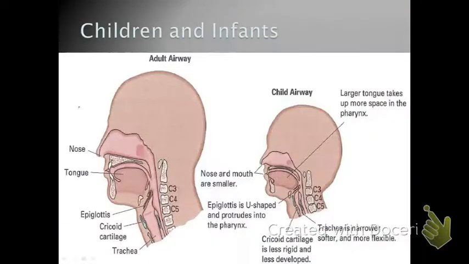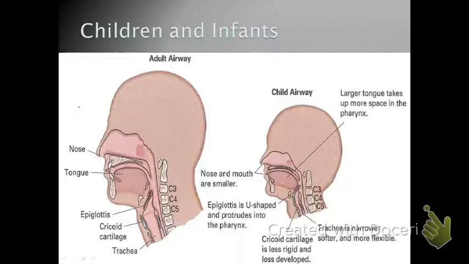When you encounter a child or an infant, it's very important to understand that there are definitely anatomical differences in the airway and its structure when you compare it to an adult airway. And so when we think about a child or an infant, we have to remember that the anatomical differences in their respiratory system do exist, and we have to acknowledge those.